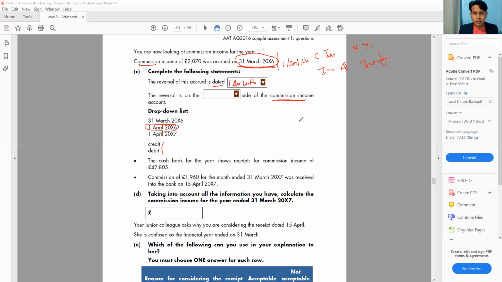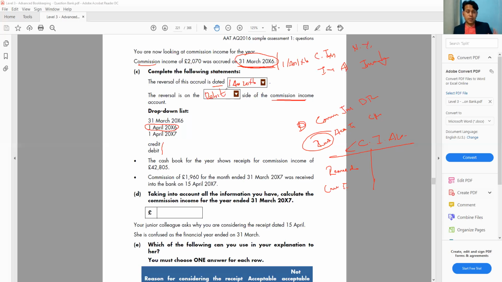So I'm going to say commission income debit and the reversal accrued commission credit. So obviously, you can see the commission income is debit. So if I do the commission income account, this reversal will come on which side? This commission income is debit. So on the debit side, I'm going to write reversal of commission income. So it will come to the debit side.